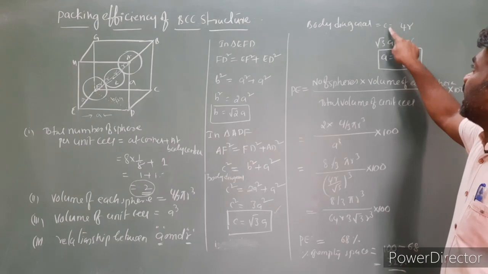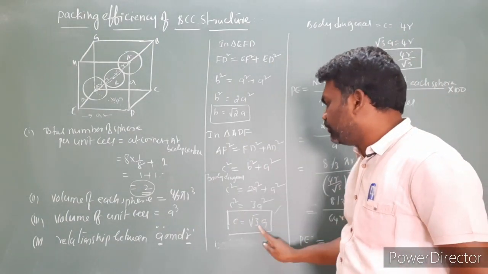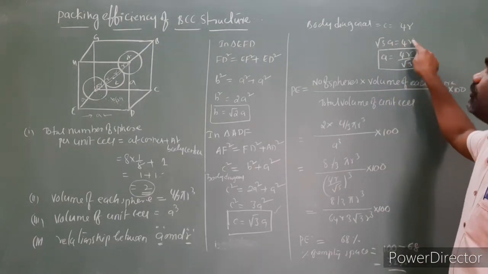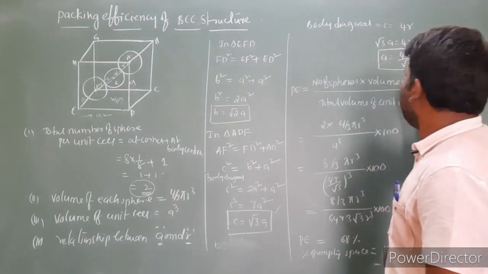The body diagonal we also get is root 3a. So root 3a is equal to 4r. This is the relationship between the edge length a and the radius of the sphere.